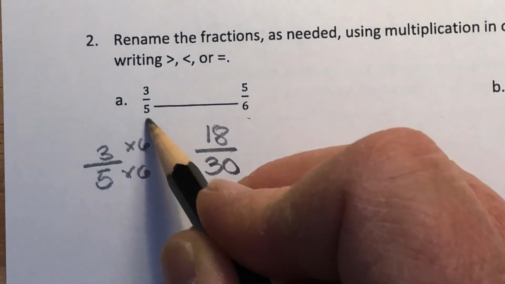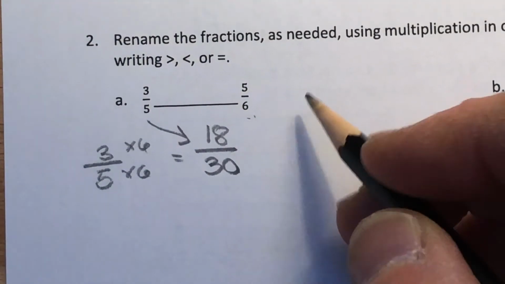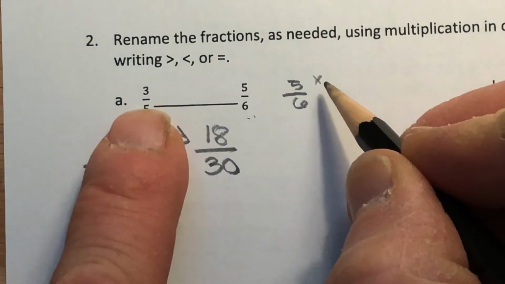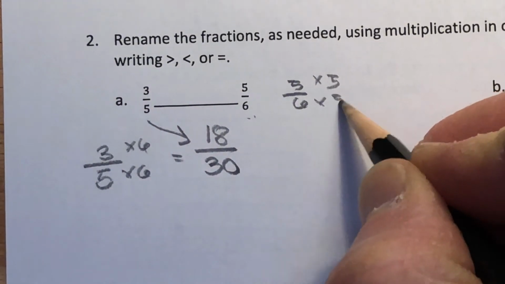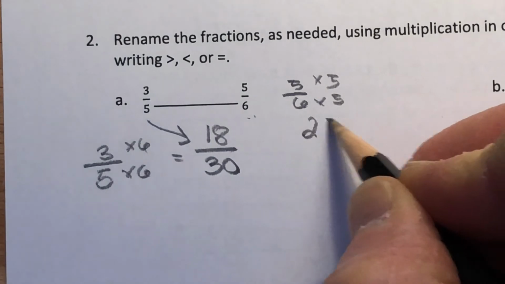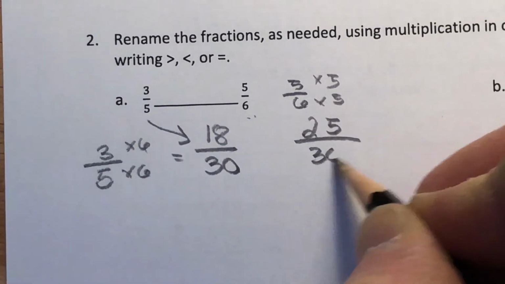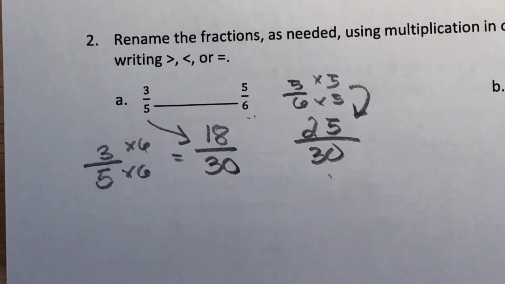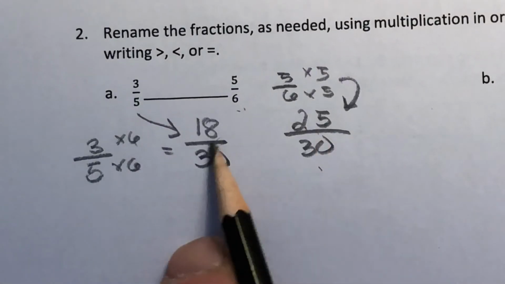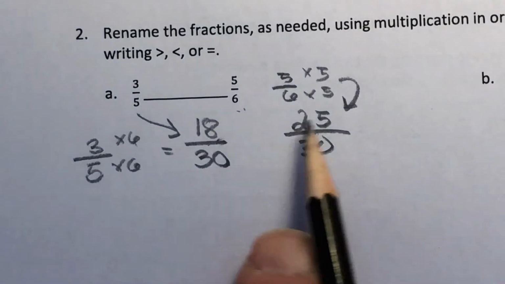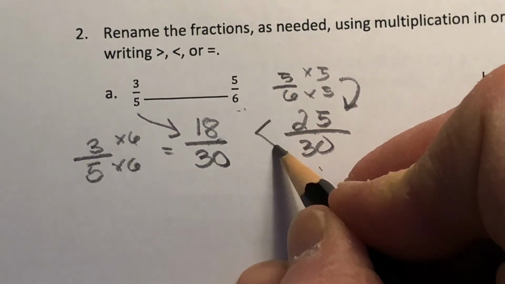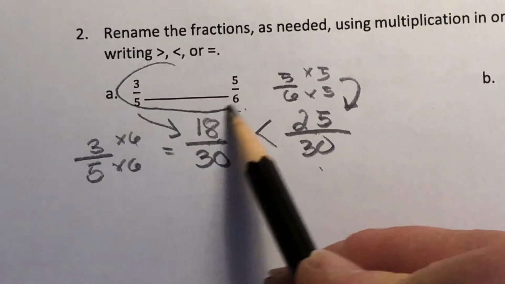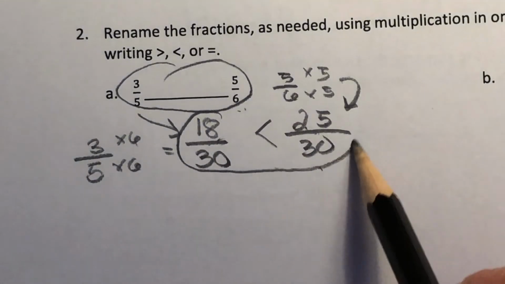18/30, right? This one, I would take 5/6 and multiply that by 5. And I'd end up with 25/30. See that? So now my denominators are the same, so I'm dealing with the same unit. Now I can just compare the numerators, 18 and 25, and I know that 25 is more. Now, that's how I changed these two fractions into these two fractions.